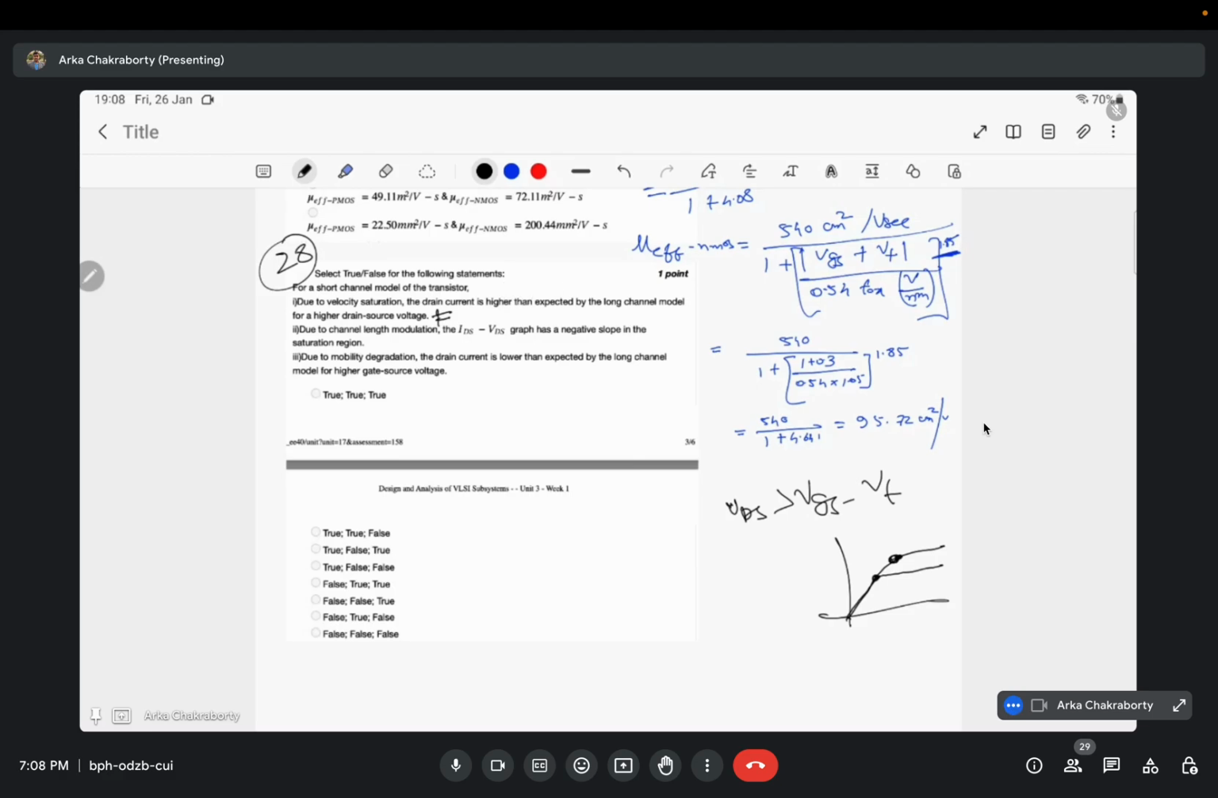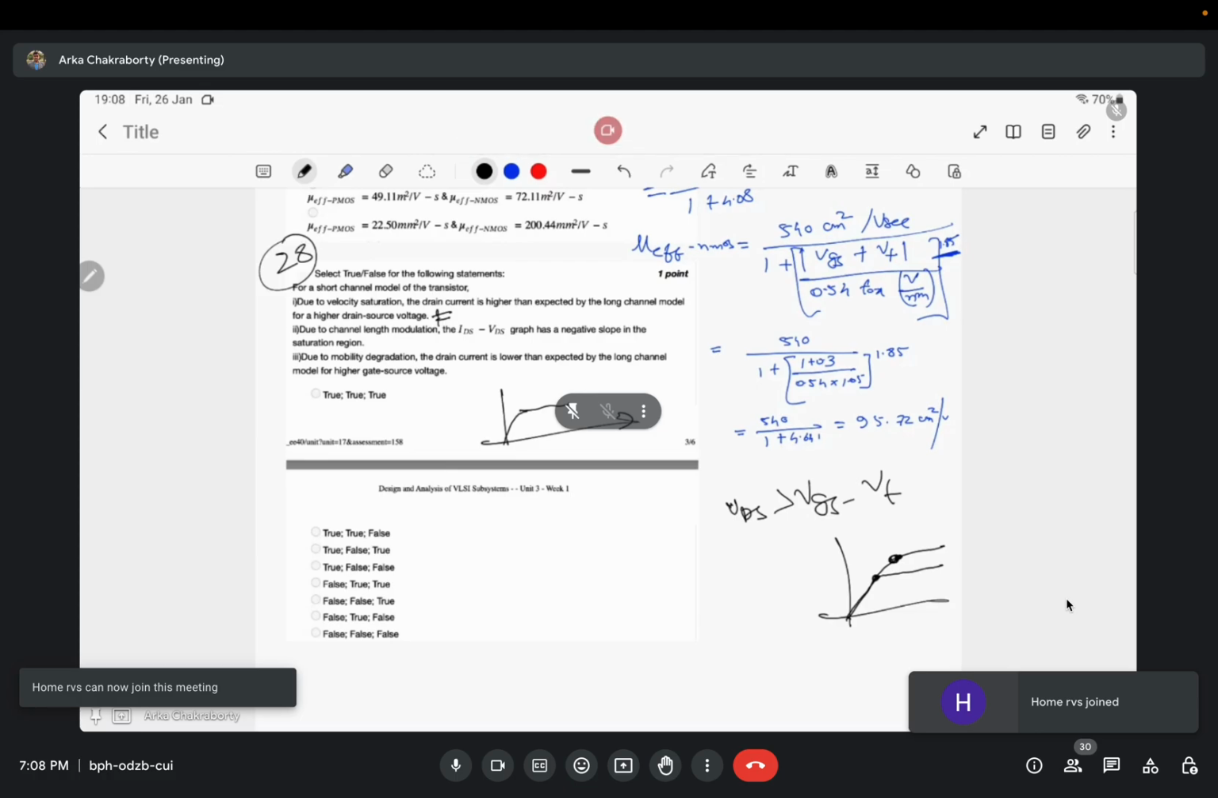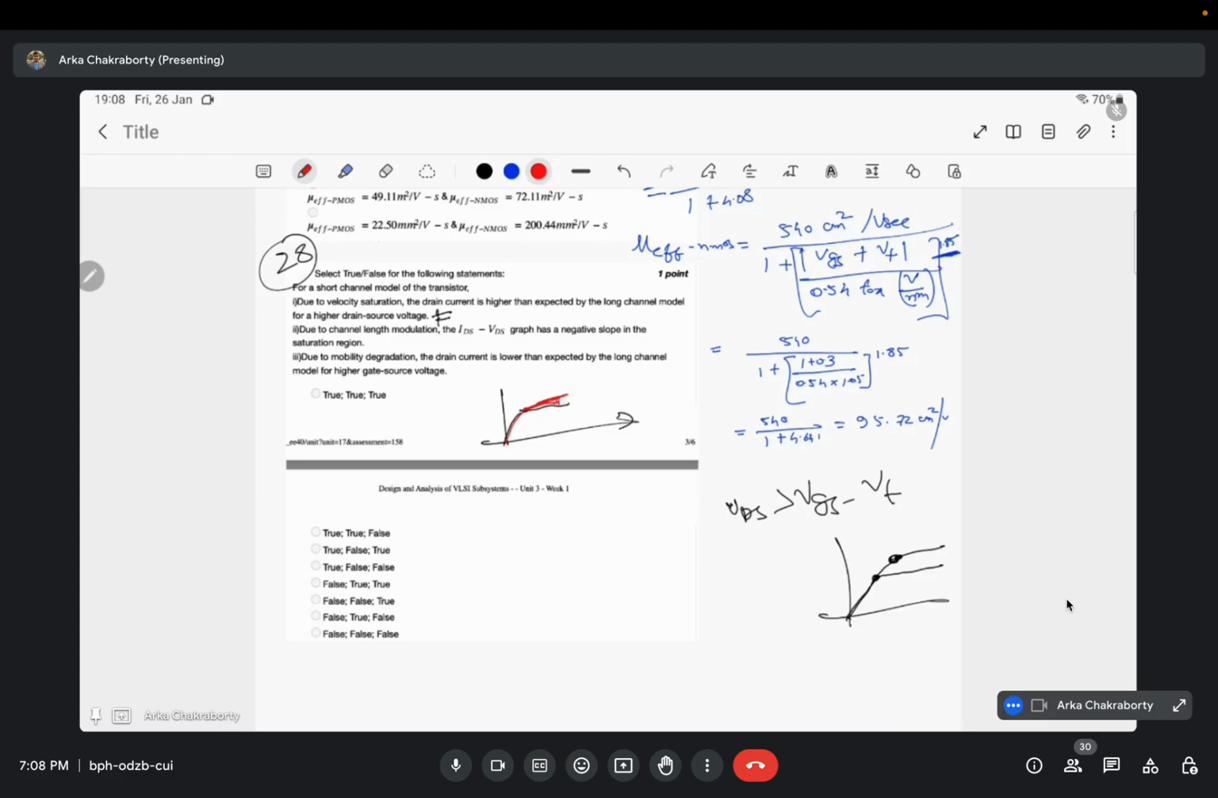Okay, the second statement is: due to channel length modulation, the IDS VDS graph has negative slope in the saturation region. As I already mentioned, for channel length modulation, instead of getting such a curve, you will get a small increase here, a small slope. Instead of a saturated value, the current will slightly increase with VDS, even after VDS has crossed VGS minus VT, the pinch-off value.